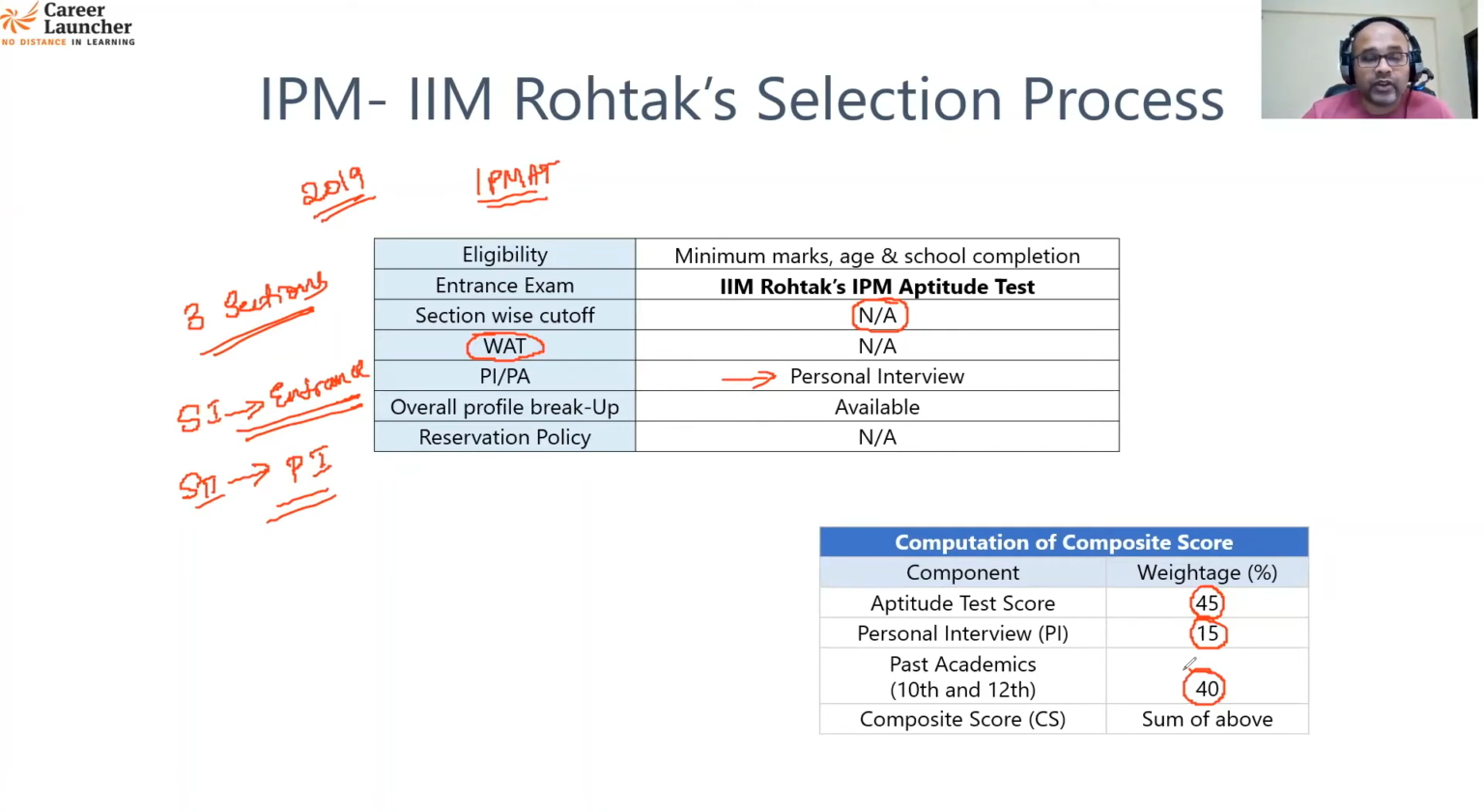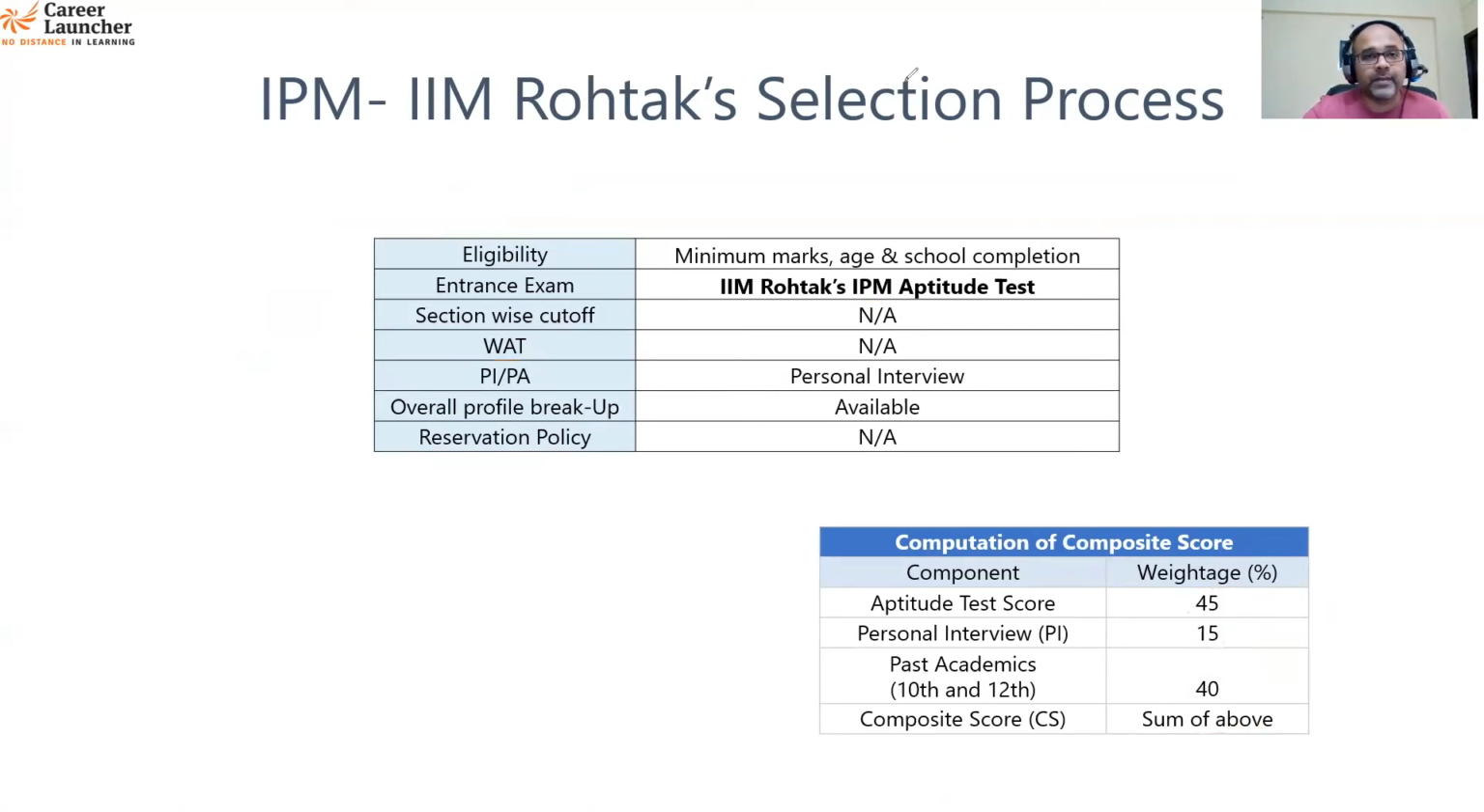So to put it very bluntly, if your 10th and 12th are bad, the chances of you getting into Rohtak are slim. Taking these weightages and the scores that you get in these three areas, they calculate something called a composite score, and using this composite score, they will select students and give the final admission offer. This is the process for Rohtak. Let's take a look at Ranchi.